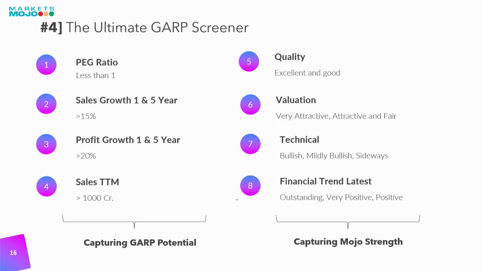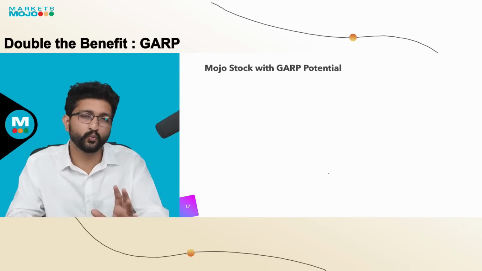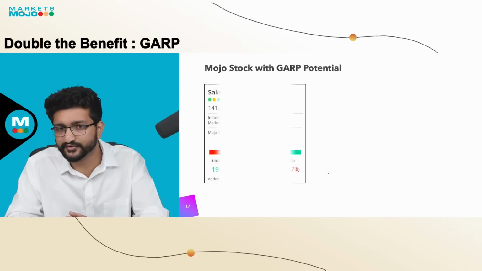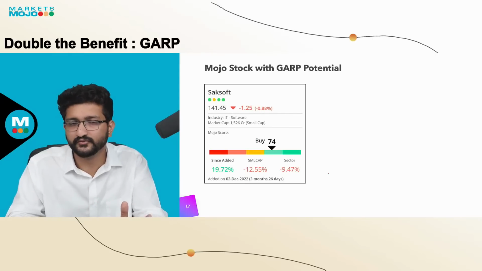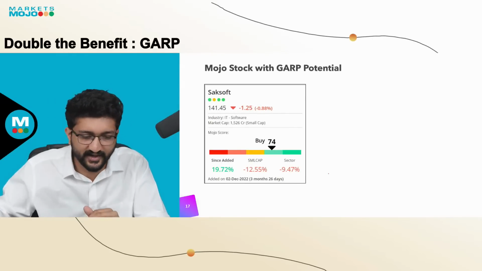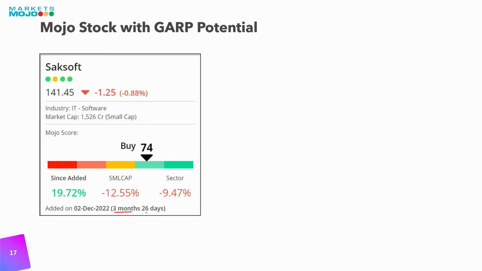Now that we've spoken about these 4 different screeners, let me take you to one Mojo stock with a GARP potential. I went to the investment company, I also showed them this stock. We have Saxoft, which is a Mojo stock and has a pure GARP potential. If you see, it's added 3 months and 26 days ago. The small cap index is down. The sector itself is down, the IT sector, but this company is up by 20%. So it's showing some strong resistance. It's actually moving upwards, it's not falling that much.